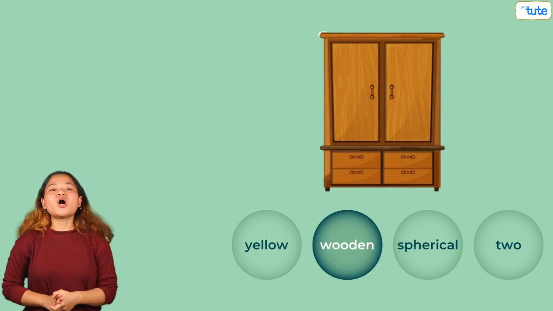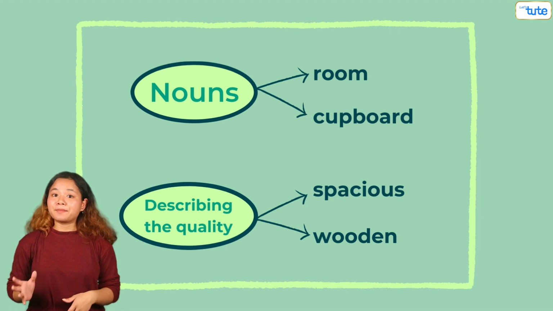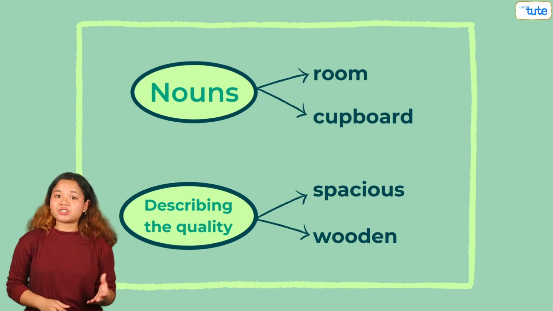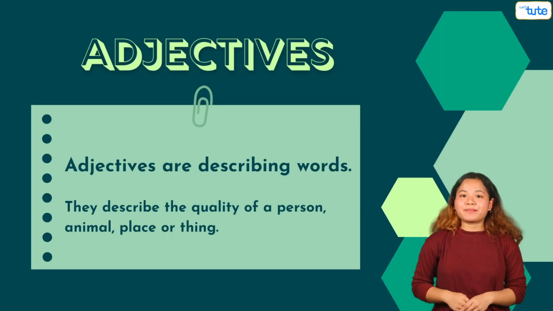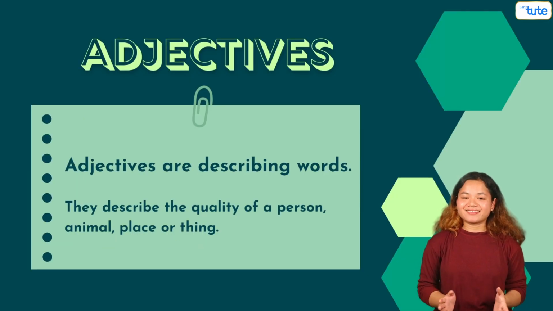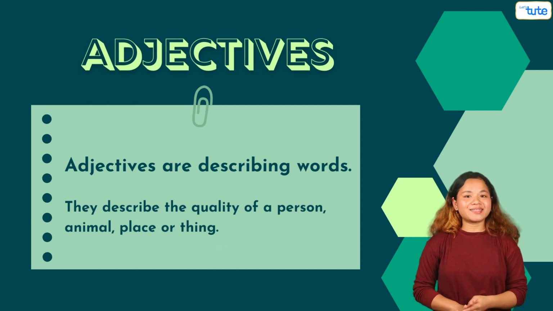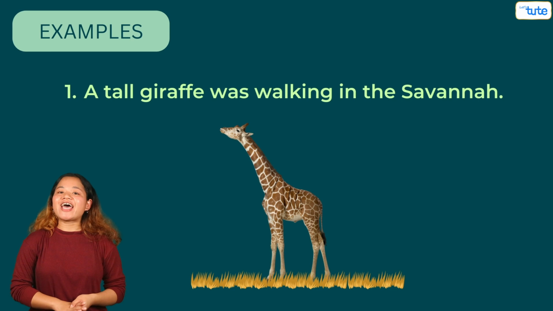So, we all know that the words room and cupboard are nouns. The words spacious and wooden are describing the quality of these nouns. All such describing words are called adjectives. They describe the quality of a person, animal, place, or thing. Let's see some examples of adjectives.